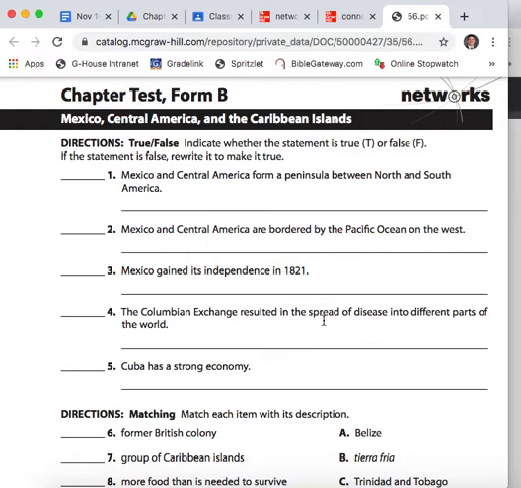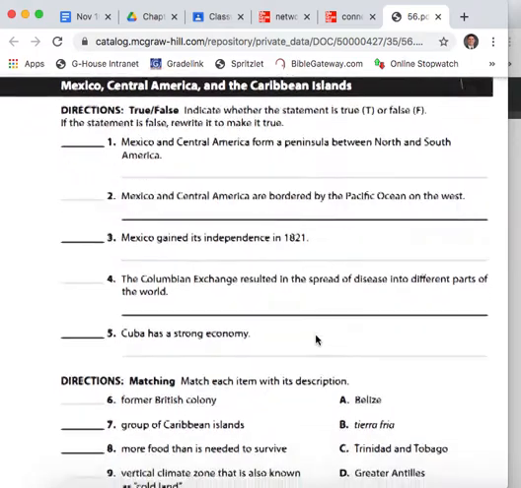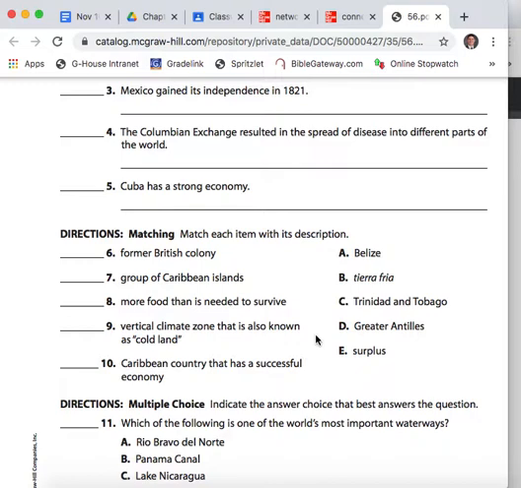We'd say false. Cuba has a poor economy because of communism, or what is known today as socialism, the idea that everybody should be equal and the government should control everything. It's not always what's in the best interest of the people. In numbers 6, 7, 8, 9, and 10, it asks you to do matching with these vocabulary terms.